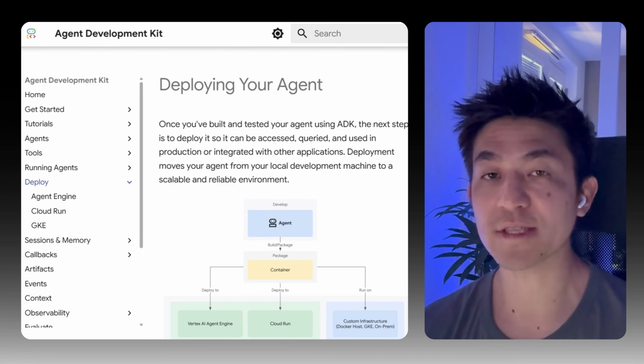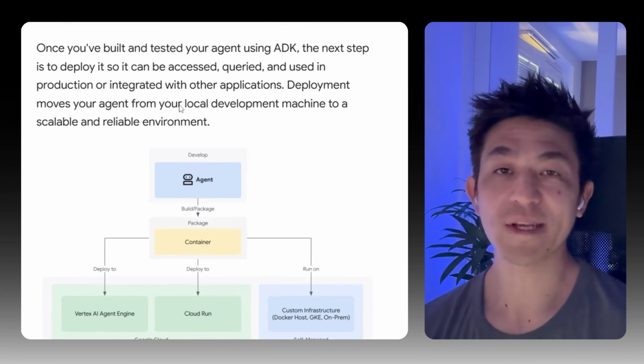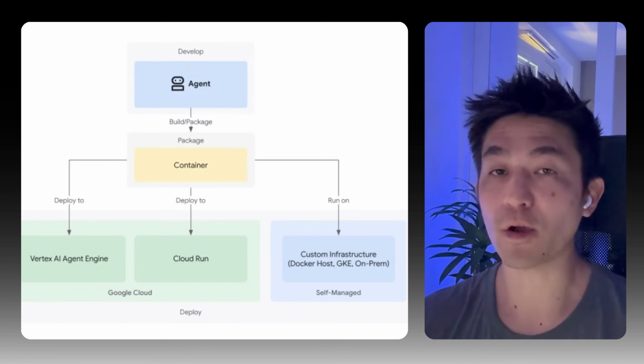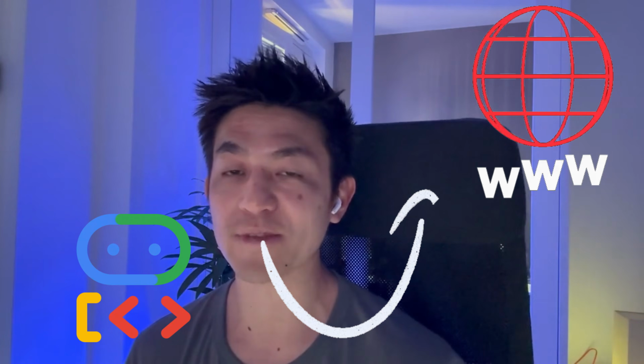Now, if you're like me and you've actually looked into deploying your agents, there's lots of different ways to do so. There's Vertex Engine, there's Cloud Run, or you can self-host. And the problem is that all you really want to do is to just get your agent that you've built and carefully crafted up onto the web somewhere. But none of the tutorials or documentation out there really covers how to do so properly. So that's what today's video is all about.